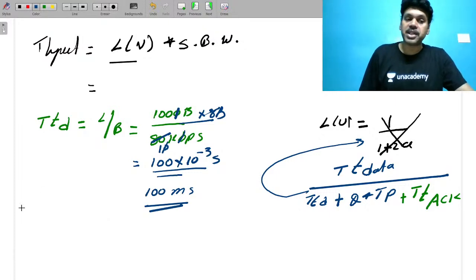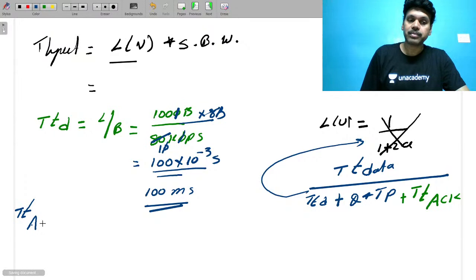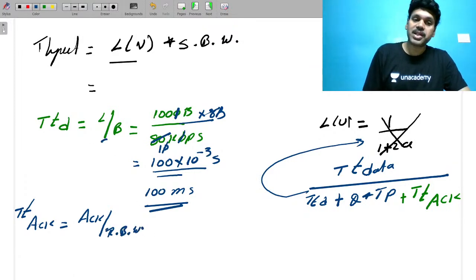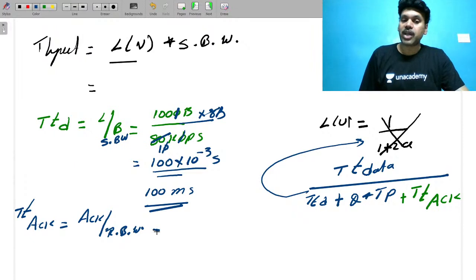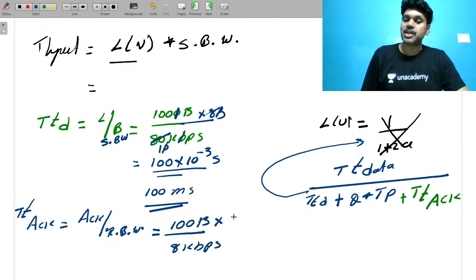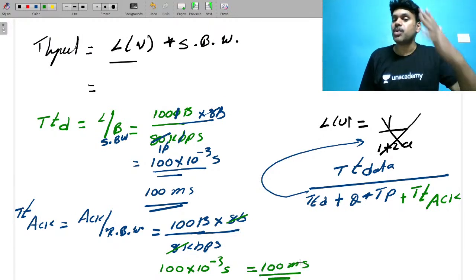Now you need to find Tt for acknowledgement. What is the Tt for acknowledgement? The length of acknowledgement divided by the receiver's bandwidth. This is the sender's bandwidth. So acknowledgement size is 100 bytes and receiver bandwidth is 8 kbps. This has to be multiplied with 8 bits because the numerator is in bytes and the denominator is in bits. So the 8s cancel. Your answer is 100 into 10 power minus 3 seconds, so this is also 100 ms. Got it?